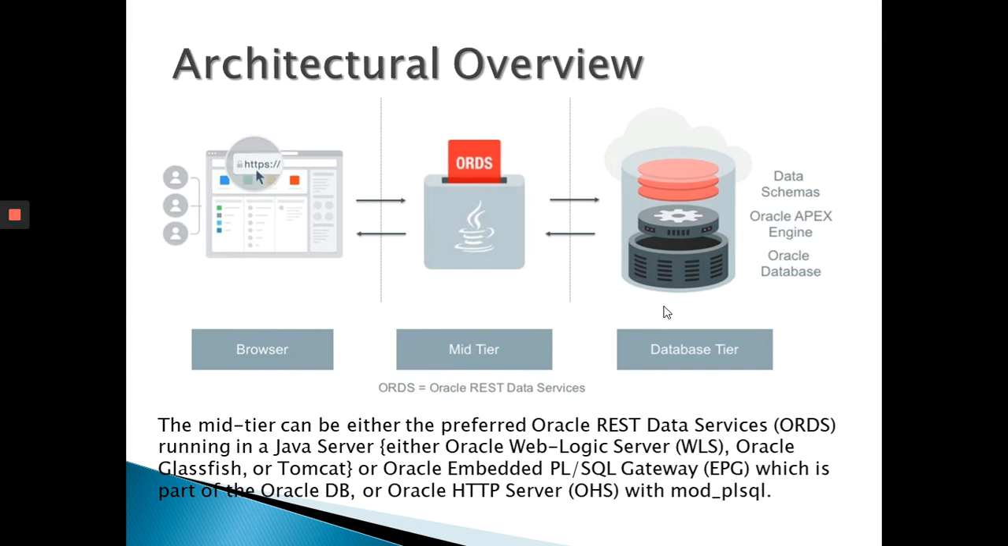Basically, the mid-tier can be either the preferred Oracle REST Data Services running in a Java server. This can be Oracle WebLogic Server, WLS, or Oracle GlassFish or Tomcat. Or this can be the Oracle Embedded PL/SQL Gateway, called EPG, which is part of Oracle DB, or Oracle HTTP Server, OHS, with mod_plsql.